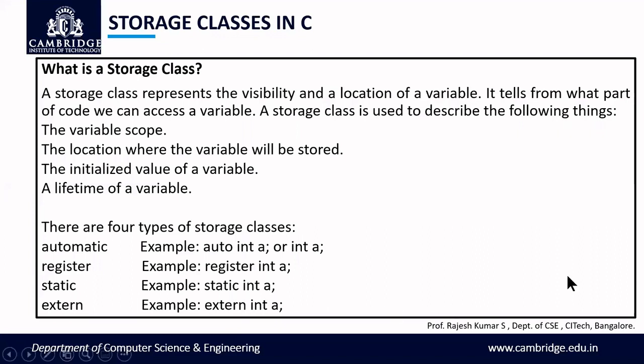Storage class is described based on the following types. That is, based upon the variable scope, which speaks about whether the variable has a local scope or a global scope. I'll discuss this. Location: where the variable will be stored, whether the variable belongs to the main program or to a function, or whether the variables are present in the memory location or stored in the registers. All that speaks about the location of the variable.